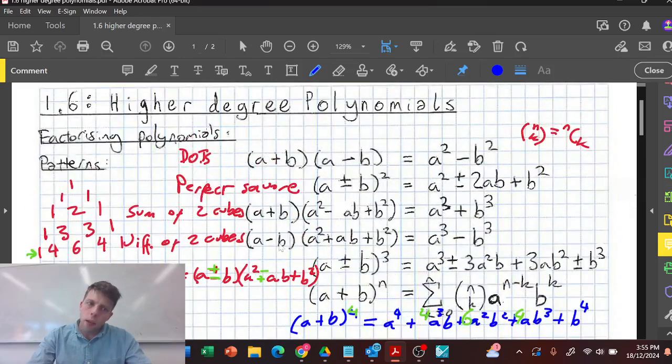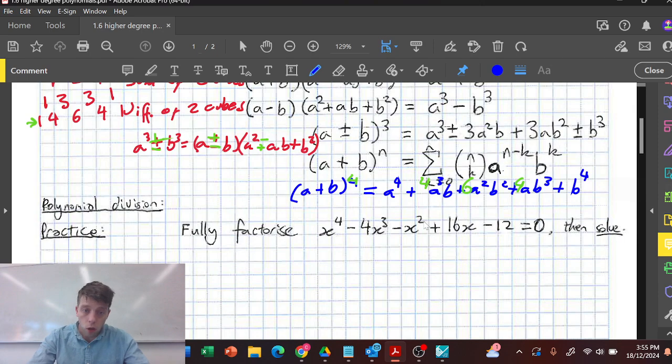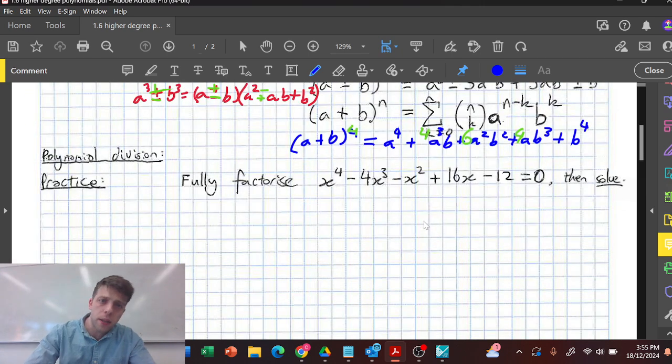The thing is, we're not always going to have patterns like this. Sometimes we're unfortunately going to have to perform long division, and long division is going to work exactly the same with quartics as it does for cubics. It just takes a little bit longer. You might have to do the same procedure twice. So let me give you a quick example of that.